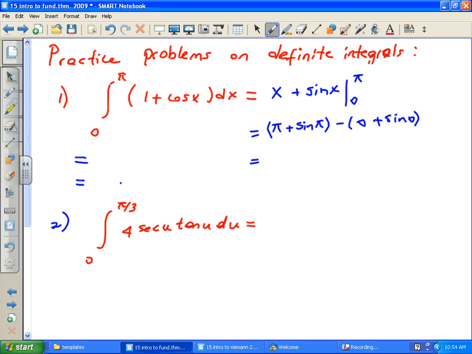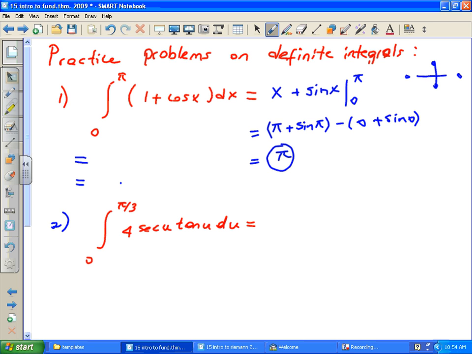Okay, what do we know about sine of pi? So sine of pi is 0, right? Because sine is 1 up here, negative 1 down here. It's 0 here and here, right? So sine of pi is 0. So we're going to get pi plus 0. And sine of 0 is 0 as well. So everything else disappears. So the answer is just pi.